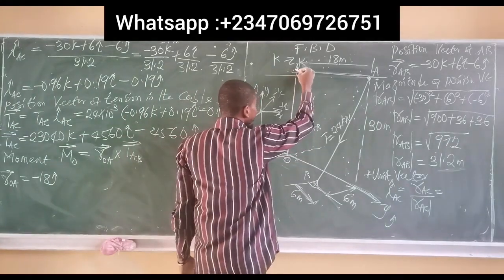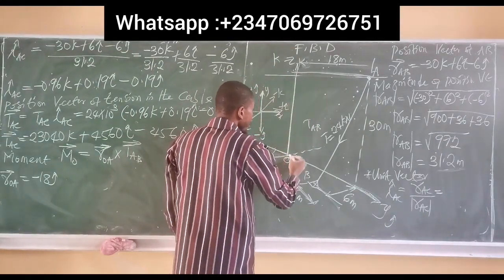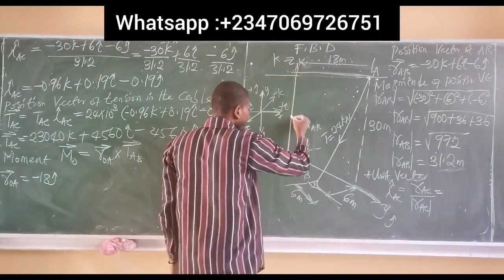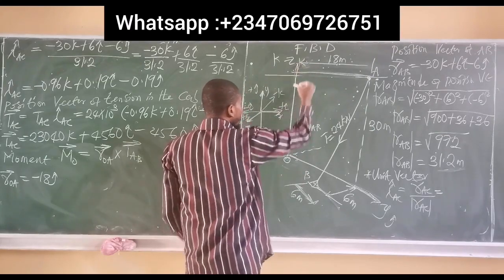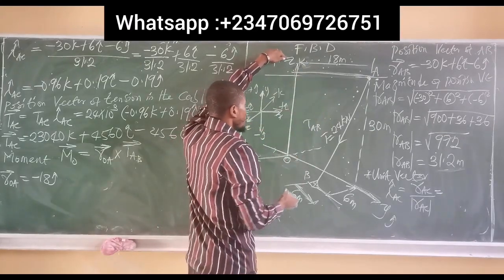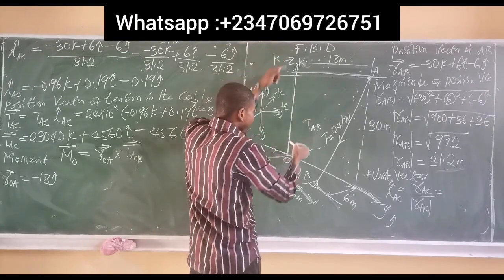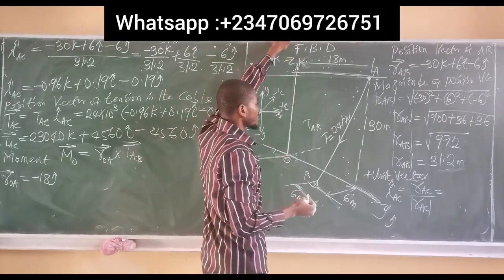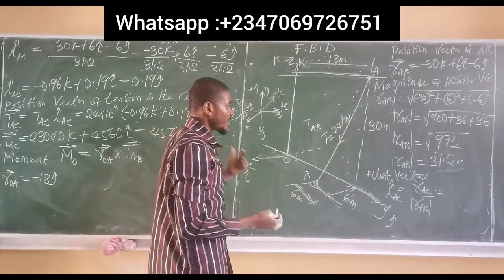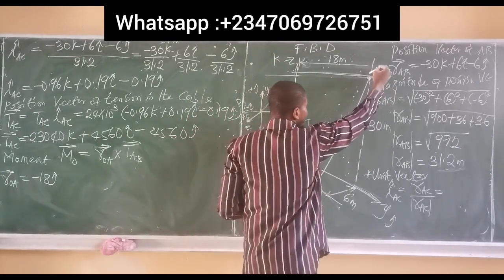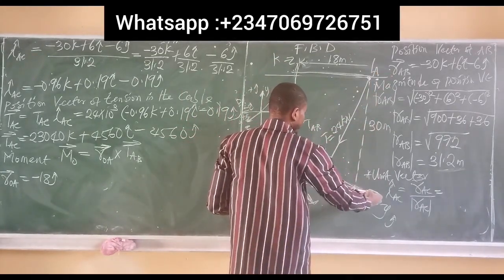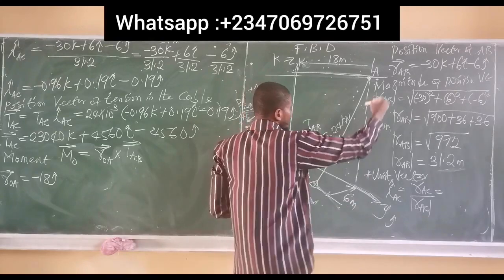Then again, I'll move from here purely vertical to locate point O. This distance is in the z direction. But now I am moving downwards, against the positive k direction. Since I'm moving downwards, it becomes negative. And again, the total distance covered is this height.